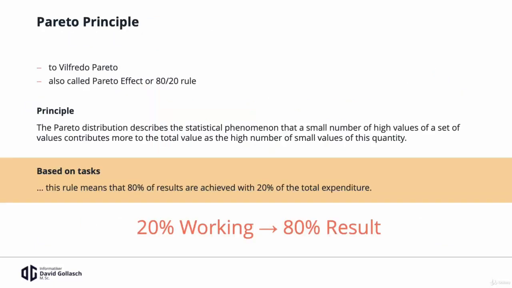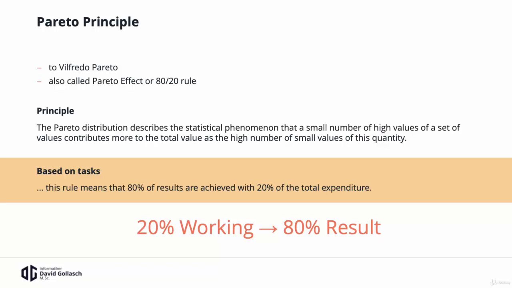Next up is to take a look at the Pareto principle. The Pareto principle is named after Vilfredo Pareto, who discovered this effect. This effect is also called the Pareto effect, or the 80-20 rule. Maybe you've heard about it.